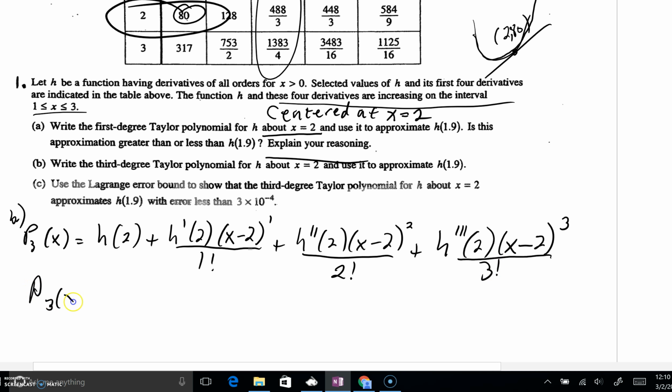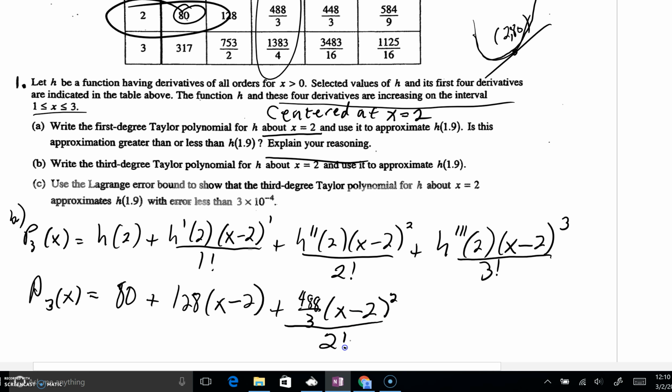Let's just go ahead and clean this up. Point of interest, you're going to see that you've got that first degree polynomial already built in. That's that tangent line we were just looking at. And h double prime of 2, well, we saw that's 488 all over 3 from the table up there. And then as we take a look at the third degree, almost looks the same. It's actually 448 all over 3. And by the way, 2 factorial is just a 2, and 3 factorial is actually just a 6.